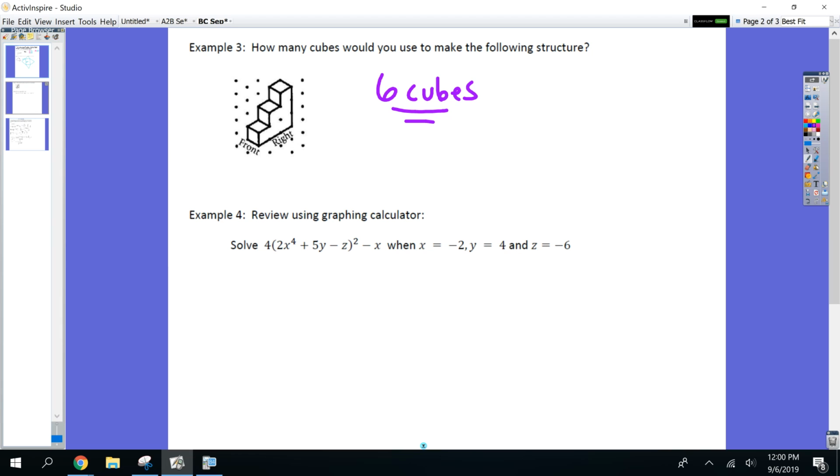Now I want to take a little detour away from nets and show you a little function on your calculator that I'm going to ask you to use all throughout the year and really all throughout your high school career. You can use this. You've done this type of problem before. This is nothing new to you guys, right?